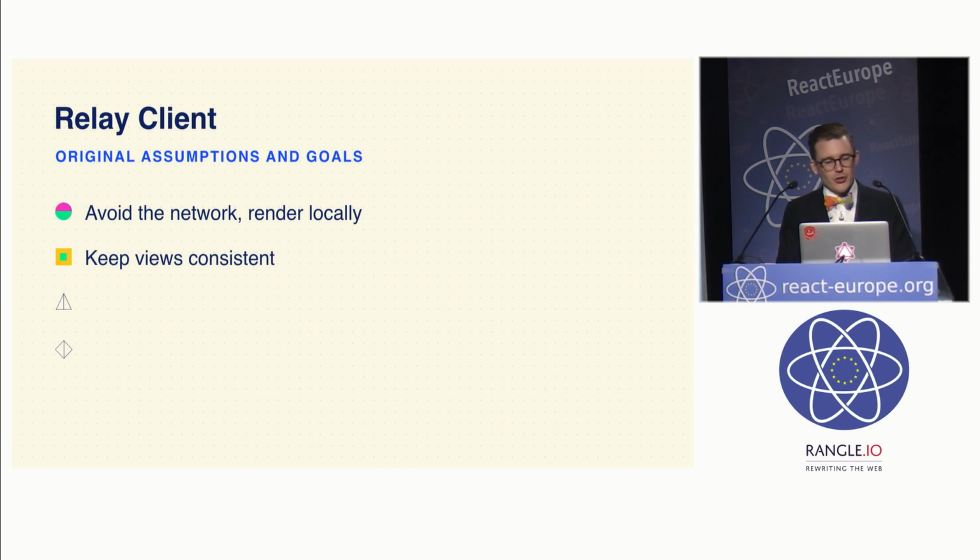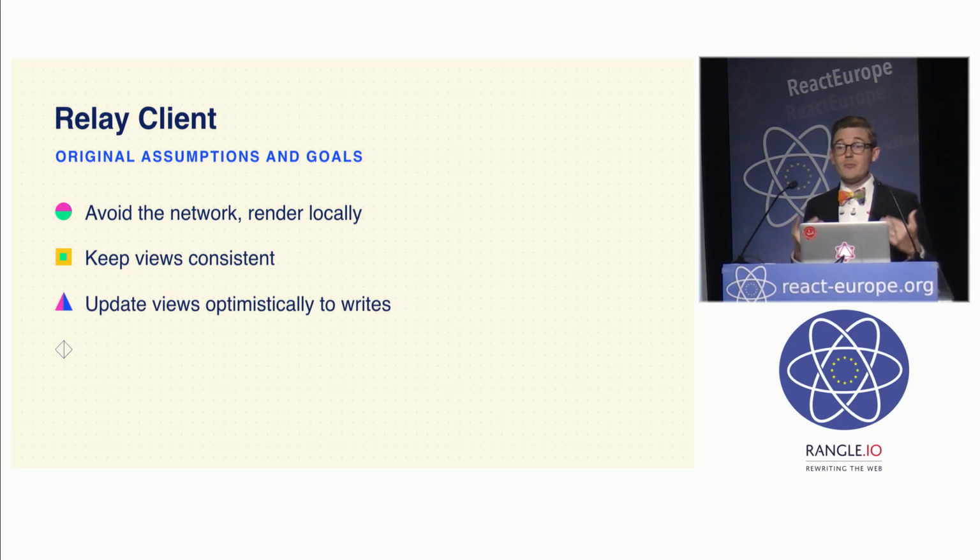We also wanted to ensure that the data displayed in each component was always going to be up to date. If we received a payload that updated a view that was currently being rendered on the screen, Relay was going to make sure that that component always showed the newest value. We also wanted to support optimistic writes.